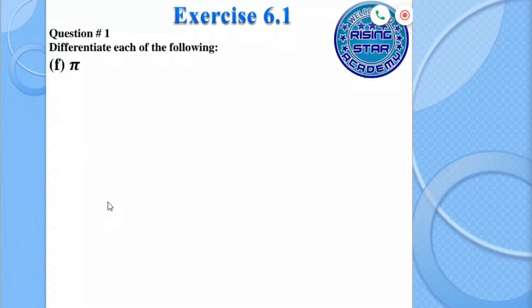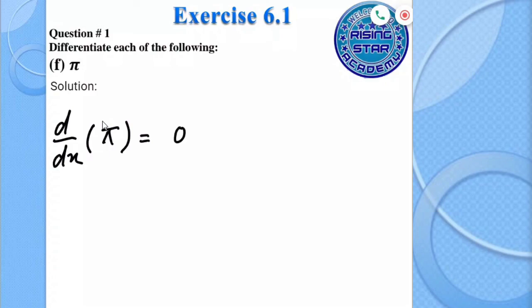Now for the next problem, we will take the derivative of pi, and the pi is a constant number. We will write the d by dx of pi. So the pi is a constant value, the derivative of pi will become 0.